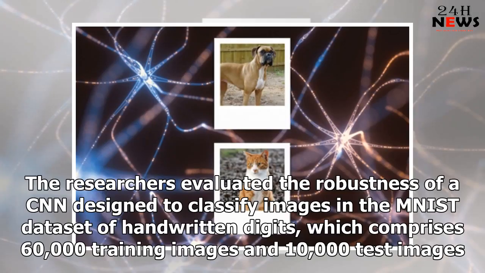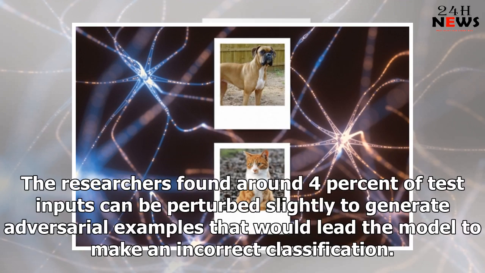The researchers evaluated the robustness of a CNN designed to classify images in the MNIST dataset of handwritten digits, which comprises 60,000 training images and 10,000 test images. The researchers found around 4% of test inputs can be perturbed slightly to generate adversarial examples that would lead the model to make an incorrect classification.